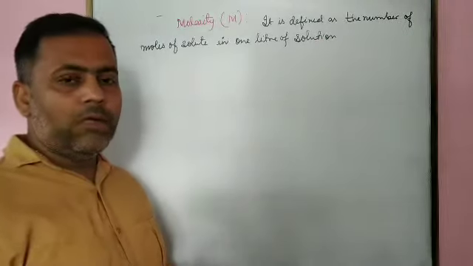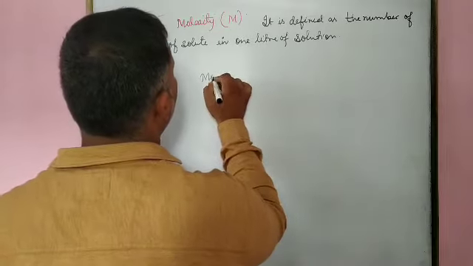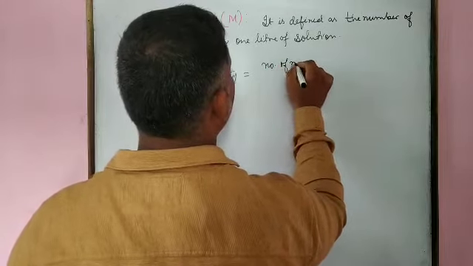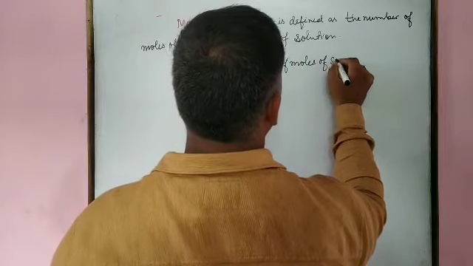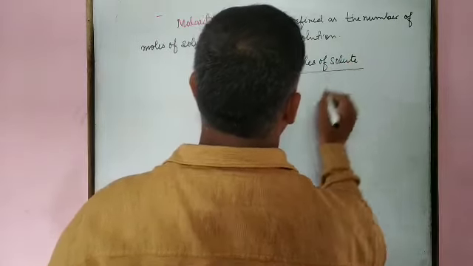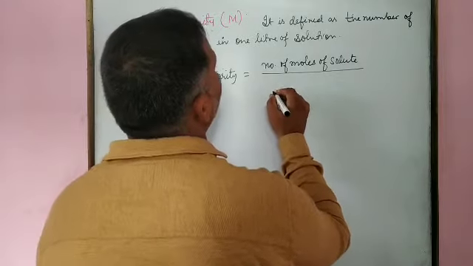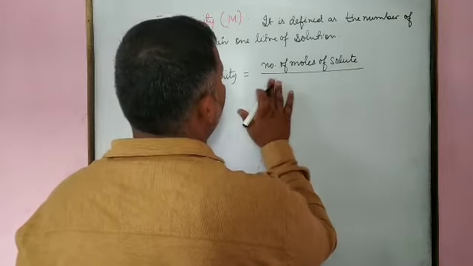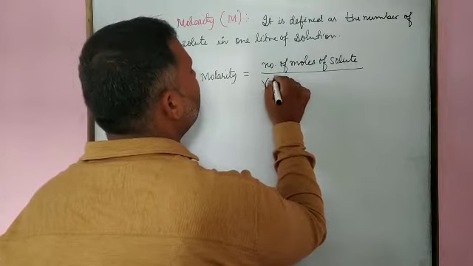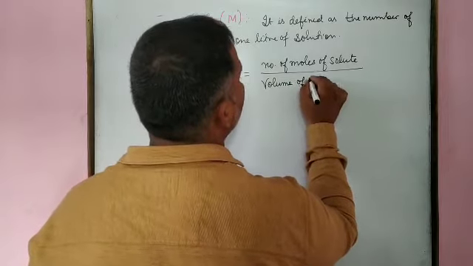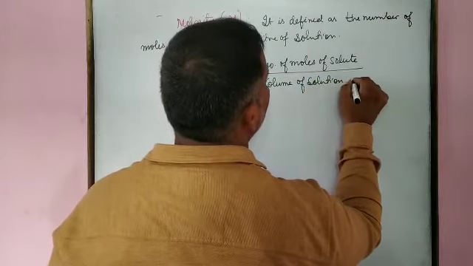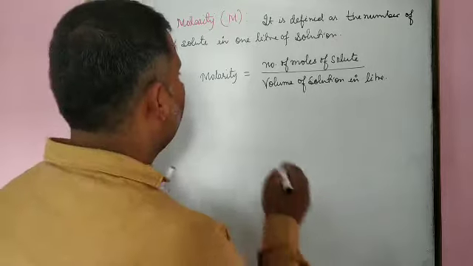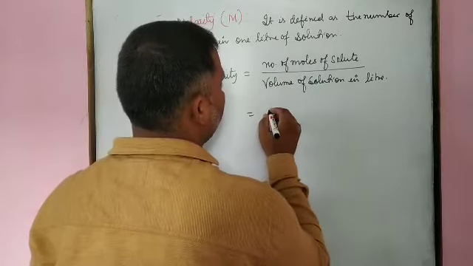How are we going to represent molarity? Molarity equals the number of moles of solute divided by the volume of solution in liters. Clear?